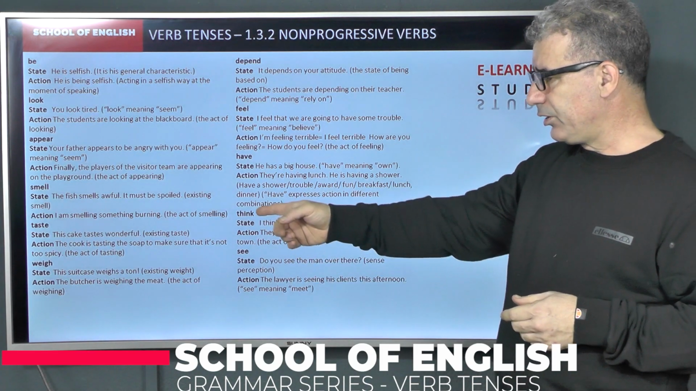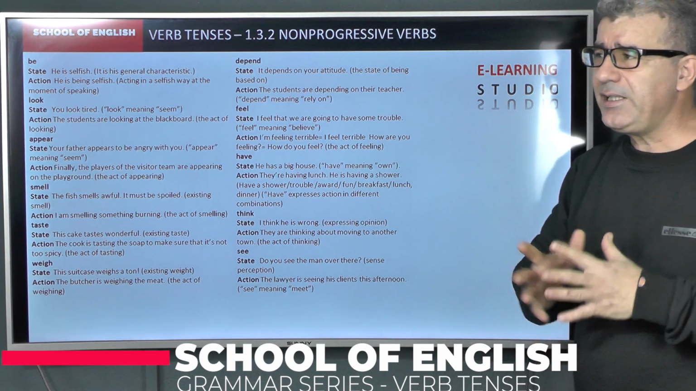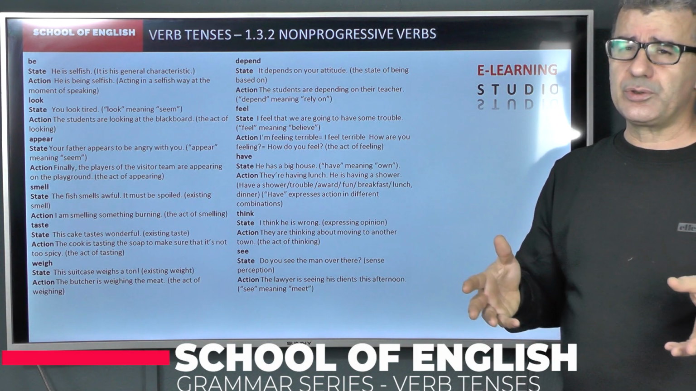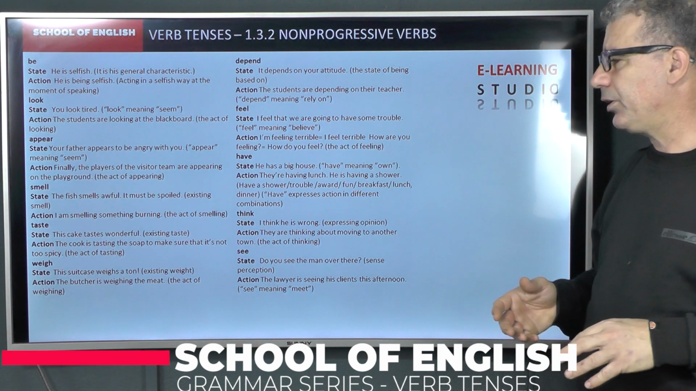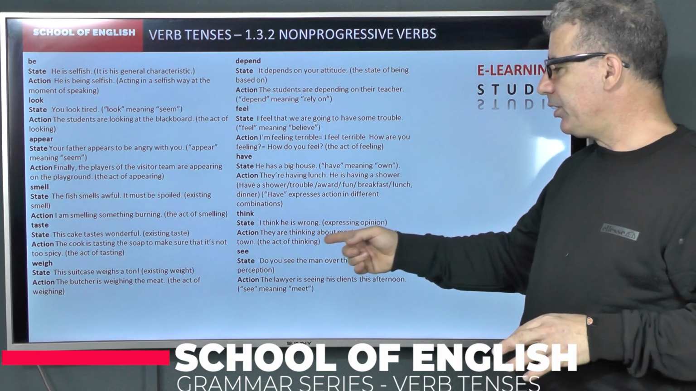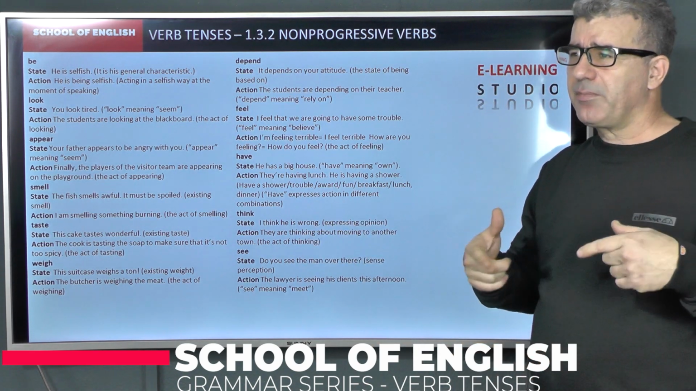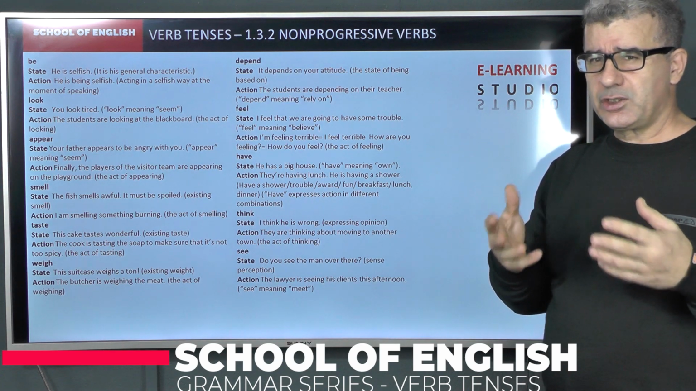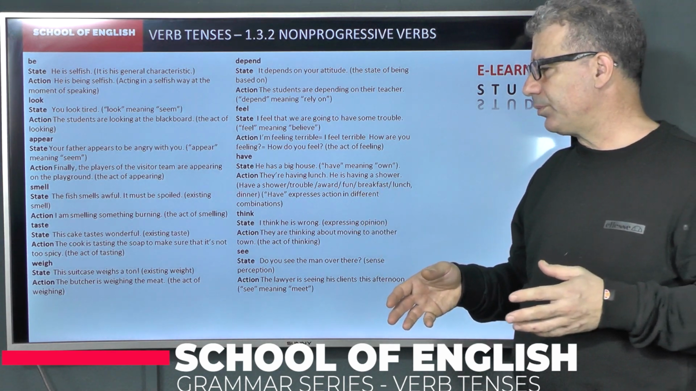And the other one, think. I think he is wrong. When you express your opinion using think, it cannot be used with verb ing. They are thinking about moving to another town. The act of thinking about something. This is action, so in this case, think can be used with verb ing.